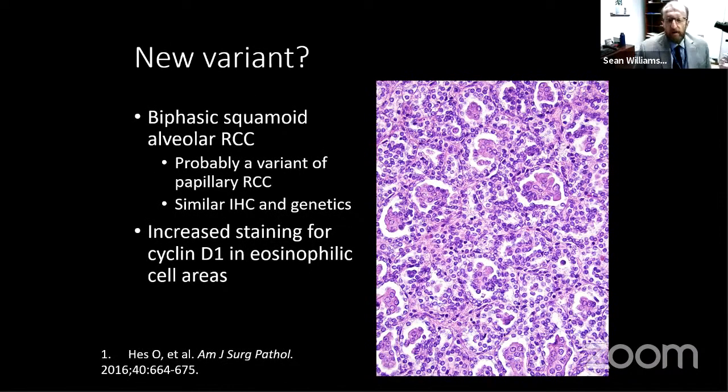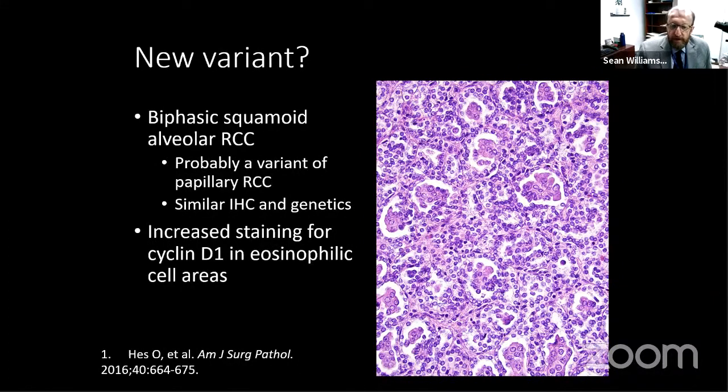While we're on the topic of papillary renal cell carcinomas, I just wanted to touch upon a new variant that's been recently recognized. Initially, this variant was described under the terminology of biphasic squamoid alveolar renal cell carcinoma, although now I think we know pretty convincingly that this is probably just a variant of papillary renal cell carcinoma. It seems to have the same immunohistochemistry and genetics as papillary renal cell carcinoma, but it has this unusual pattern of clusters of more eosinophilic cells that are almost squamoid looking in the lumen of the glandular structures, as you can see on the right.